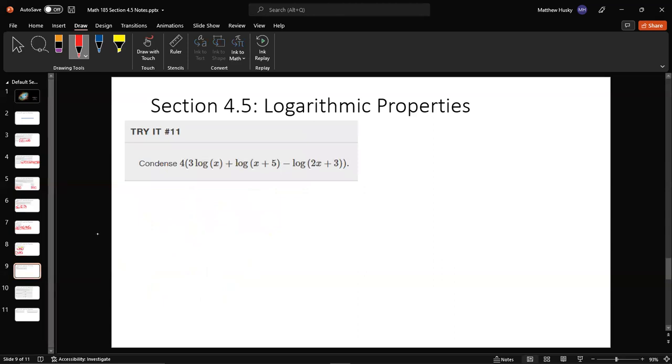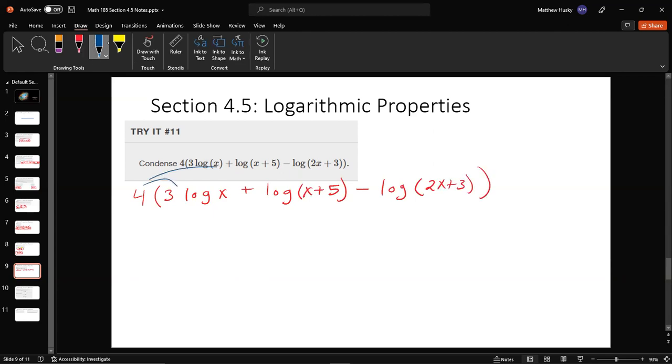Here is one where we're going to condense. Now, the first thing that I am going to do is there's this 4 out here. And what I'm going to do is distribute that to each of the terms inside here. So let me finish writing this down here. So each and every one of these is going to be multiplied by 4. That's getting multiplied by 4, and then this is going to get multiplied by 4.